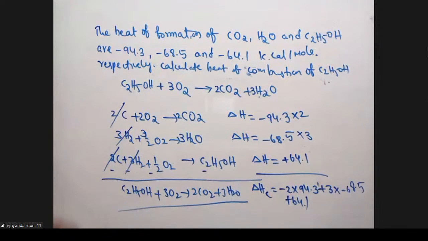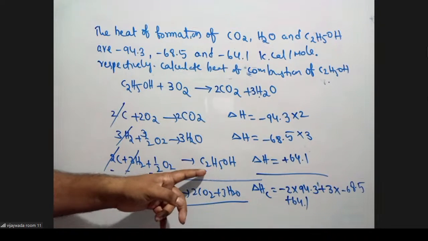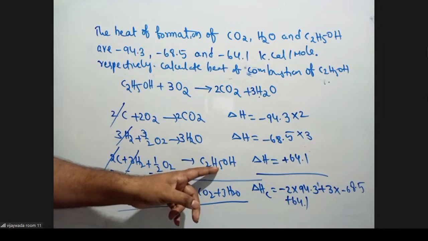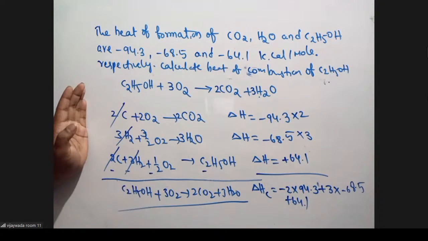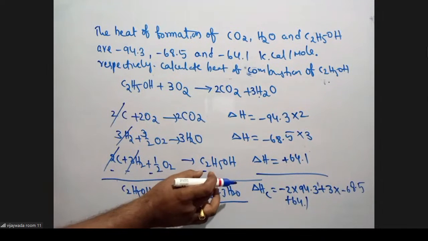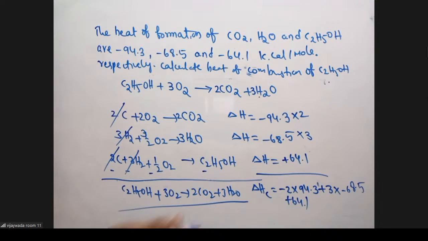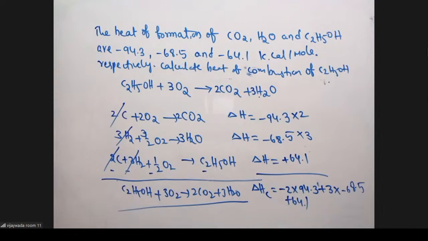Ethyl alcohol, C2H5OH. How many carbons? 2 carbons, 2C plus how many hydrogens? 3H2 and O2. By adding all these equations, we should get this value. If I reverse this equation, because C2H5OH is on the left side in the equation but in the given equation it is on the right side, just reverse this equation.